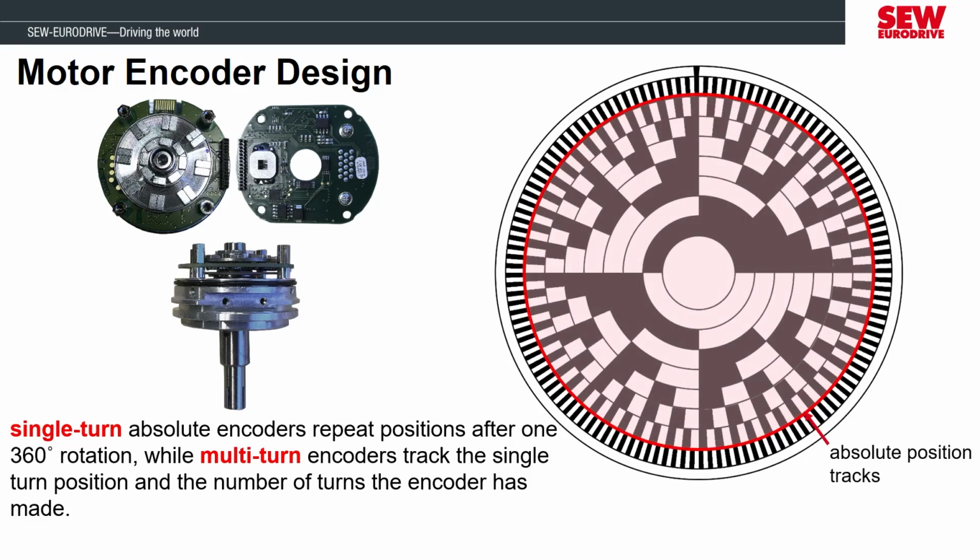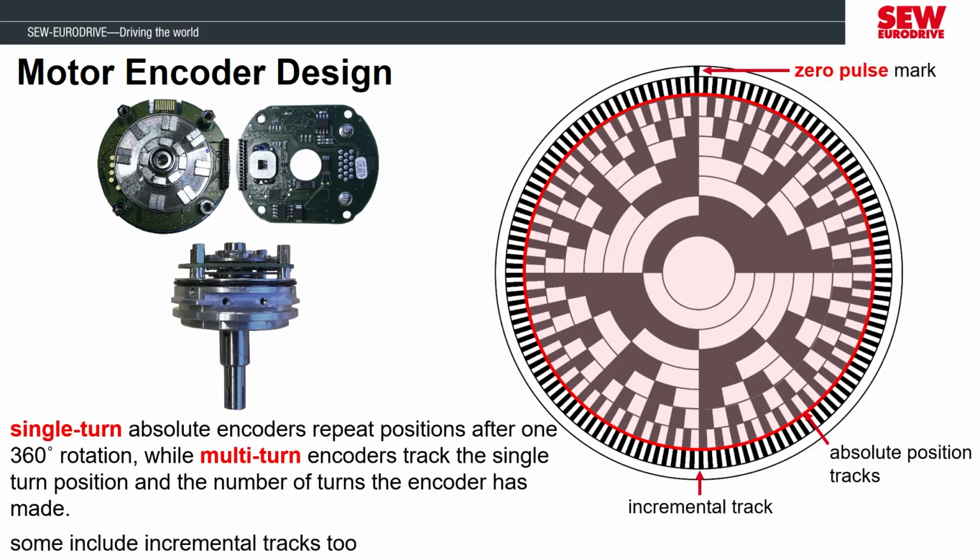An example of an absolute encoder disk is shown here. The pattern in the center are the absolute position tracks, and each one is unique to a specific shaft angle. So even if the encoder loses power, once power is back on, the unique shaft angle can be determined from the pattern. Because of this design, applications that use this type of encoder don't require frequent re-referencing routines. Absolute encoders can also have an incremental track and a zero pulse mark to make them more compatible for different applications.